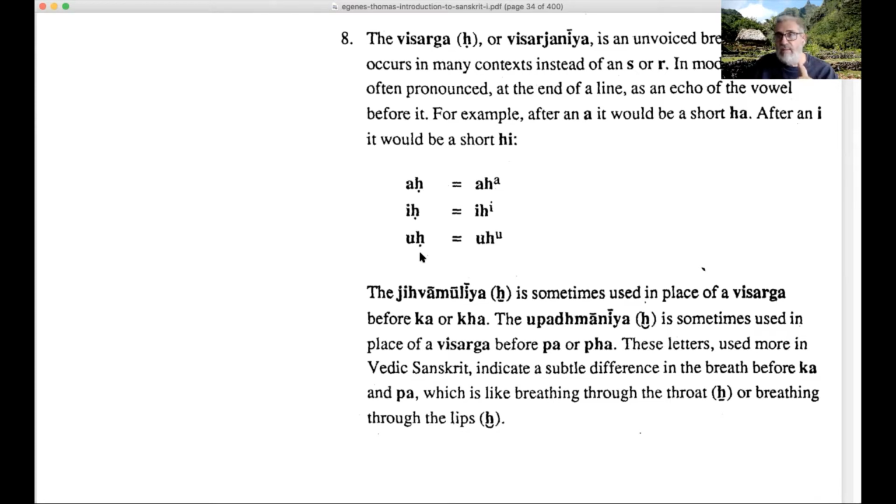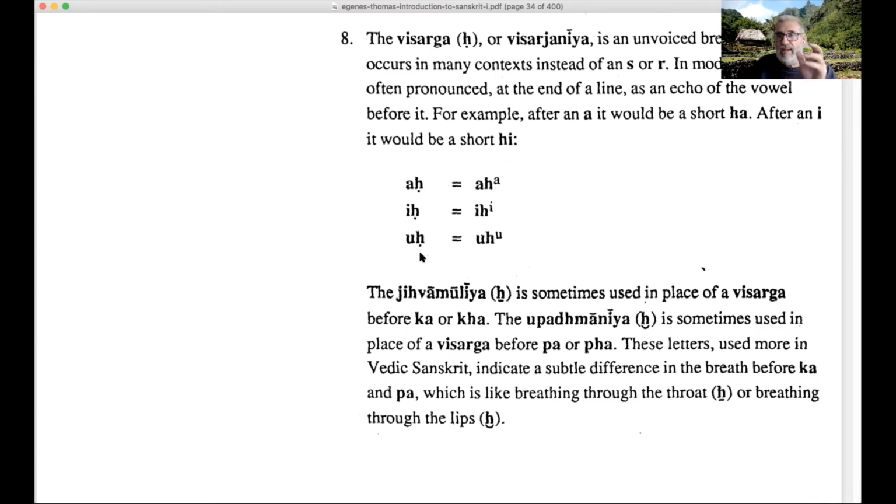Now before visarga, we do get the diphthongs. The diphthongs again are E, AI, O, AU. They are mixed vowels, right? So we get ehe, right? And we get oho, right?